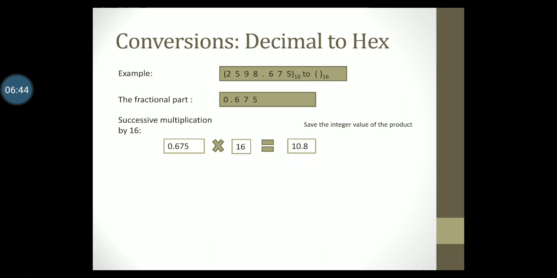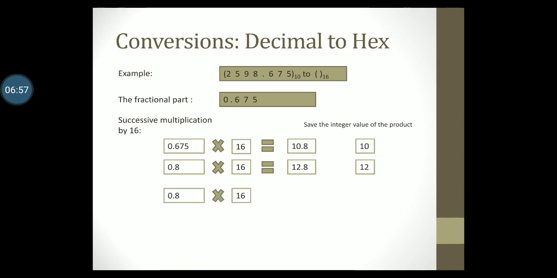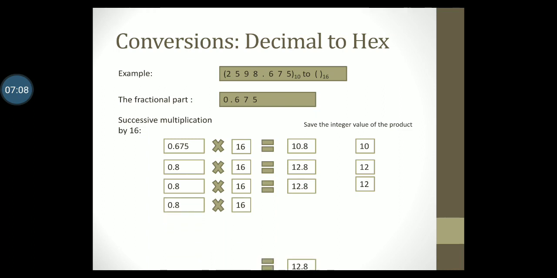We get the answer as 10.8. Record 10. Next, we take 0.8 and multiply it with 16. We get 12.8. Record 12. Again, multiply 0.8 with 16. We get 12.8. Record 12. We will do this one more time. Multiply 0.8 into 16. You get 12.8. Record 12. It is advisable to stop after 4 decimal places.